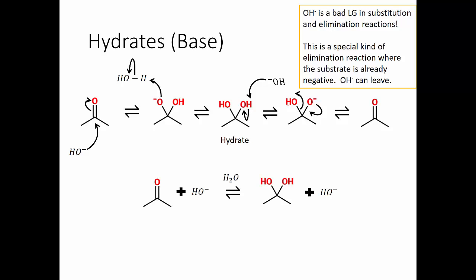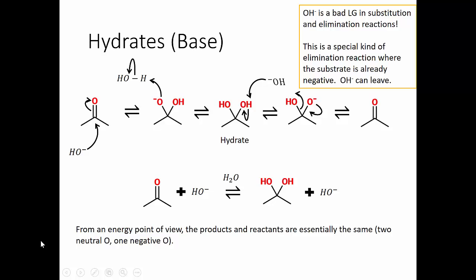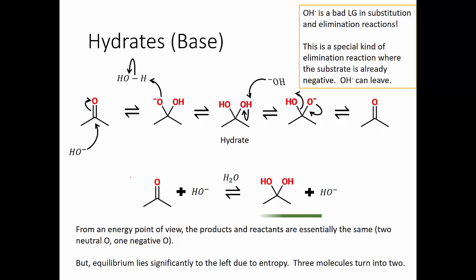This is the overall formula for the creation of a hydrate in base, its overall reaction. From an energy point of view, the products and the reactants are essentially the same. There are two neutral oxygens and a negative oxygen on both sides of the reaction, where water is used in the initial forwards reaction, but not in the reverse. However, the equilibrium lies significantly to the left due to entropy. Three molecules have turned into two.